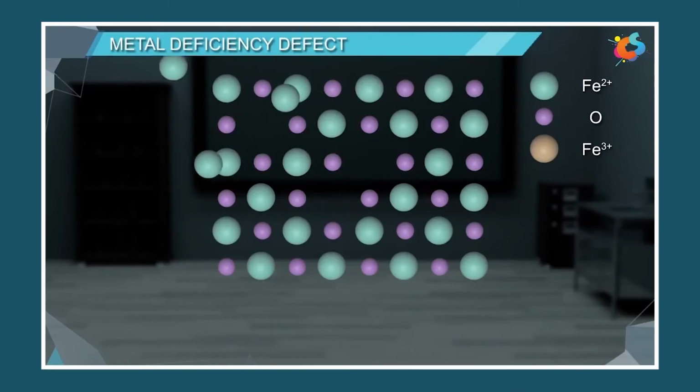Example, in wustite, FeO crystals, some Fe2+ ions are lost. For each missing Fe2+, two other Fe2+ ions are converted into Fe3+ to maintain electrical neutrality. Wustite is thus non-stoichiometric with metal deficiency defect. The case of iron pyrite or FeS is very similar.